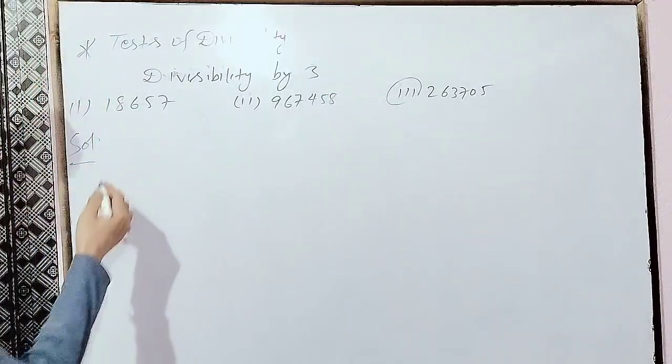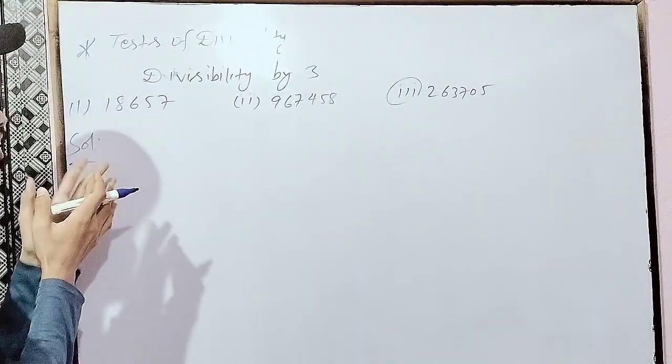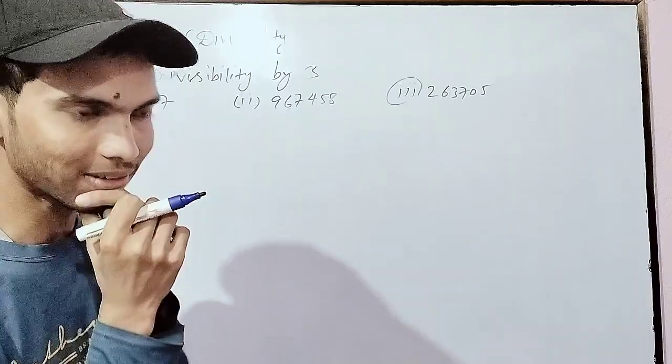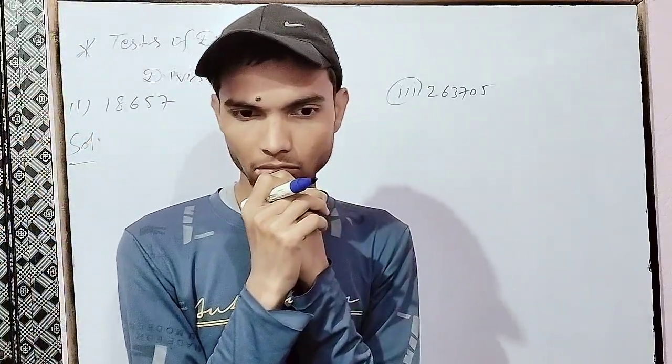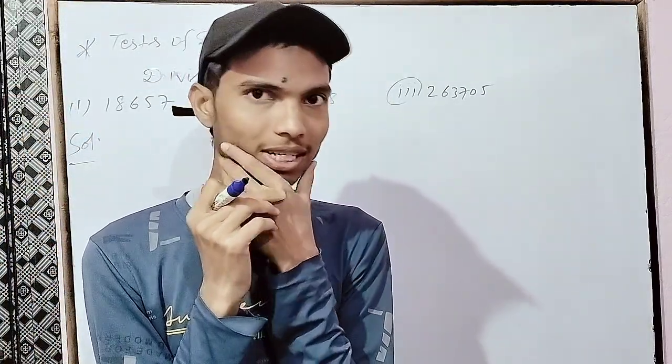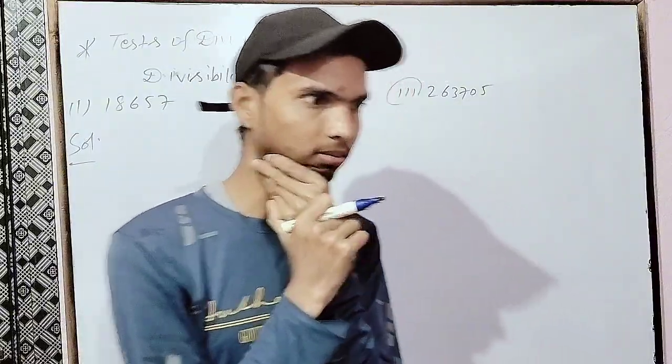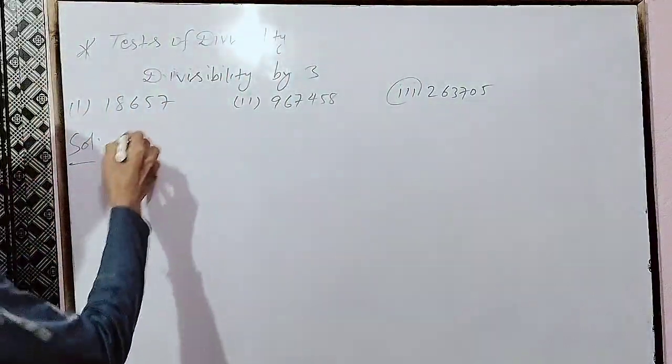So we know what the rule is. 7, 5, 12, 12, 6, 18, 18 and 8, 26, 26 and 1, 27. 27. 3 nines are 27. Yeah, 27. Yes, it is divisible.